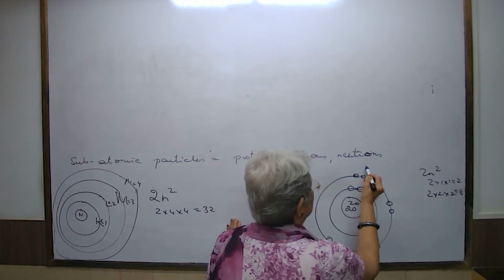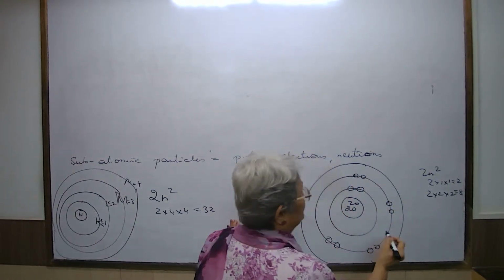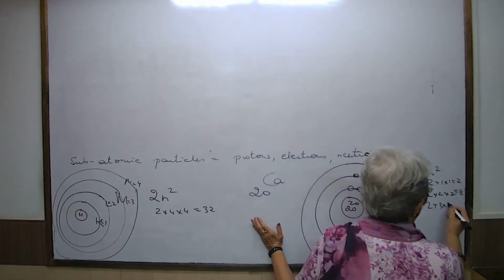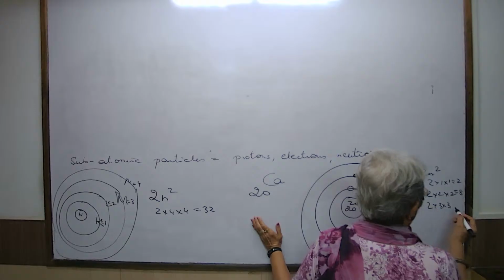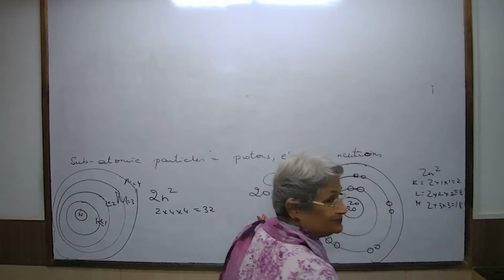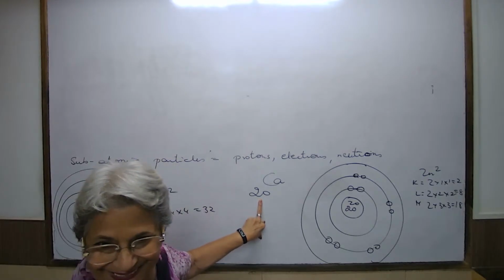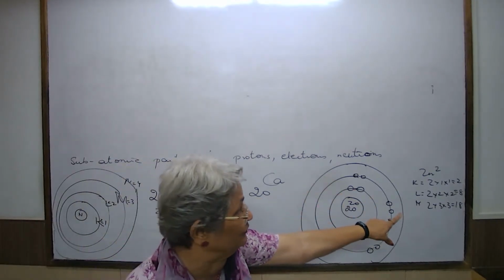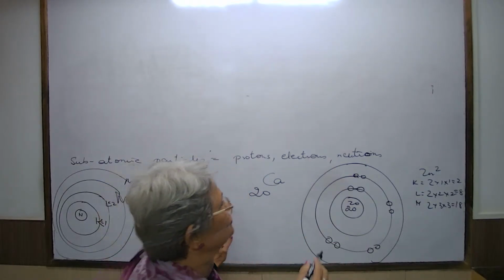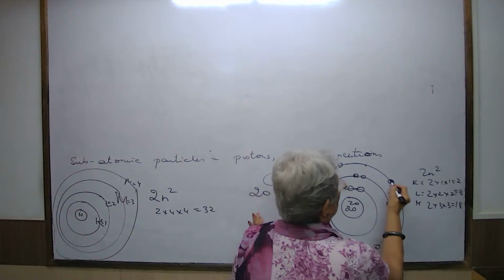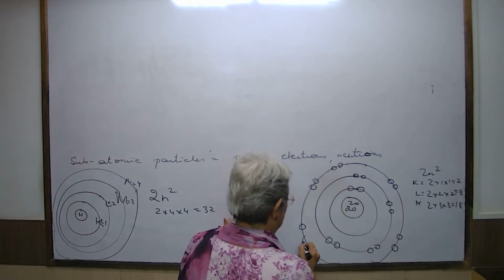So the third one is here. That is 2 into 3 into 3. This is K, L, M shell. That's equal to 18. Correct? But we have got to do only 10 more, and this can accommodate 18. But we have got only 10 left. So we put that 10. 1, 2, 3, 4, 5, 6, 7, 8, 9, and 10.